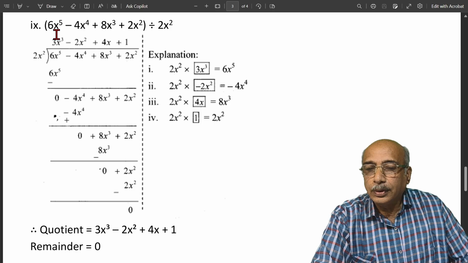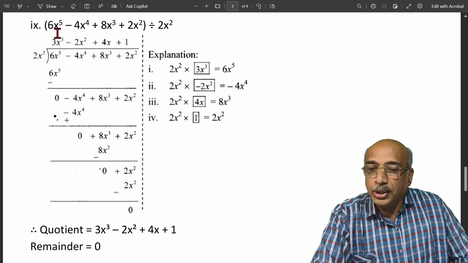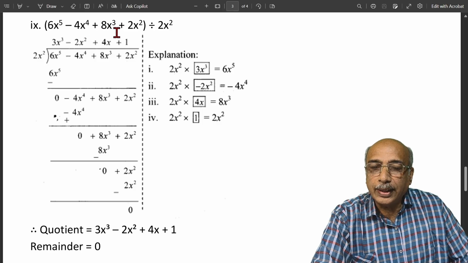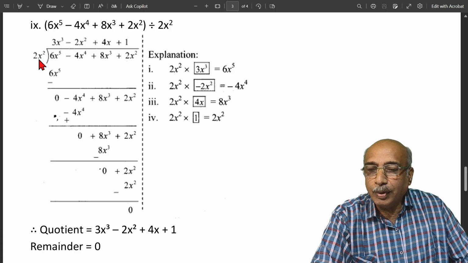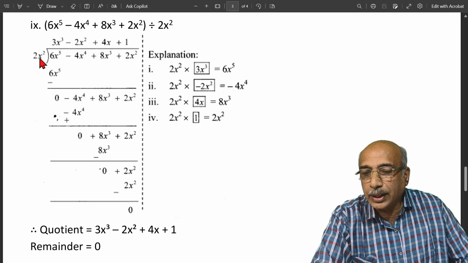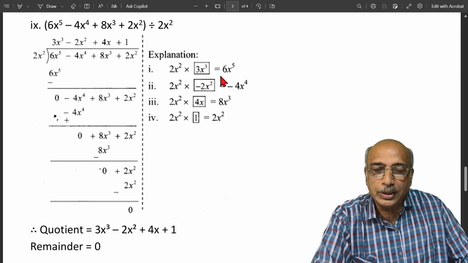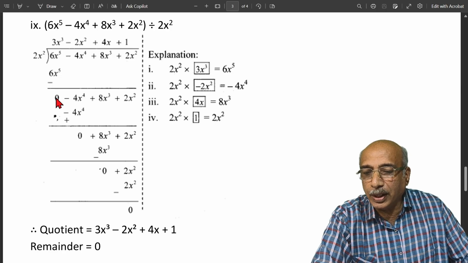Ninth, 6x raised to power 5 minus 4x raised to power 4 plus 8x cube plus 2x square divided by 2x square. Now here you see, we will take one term and try to divide. 6x raised to power 5. So 3 2s are 6. 6 comes. X square multiply by x cube, you will get x raised to power 5. Explanation is given here. So 6x raised to 5. Simplify, remainder will become 0.